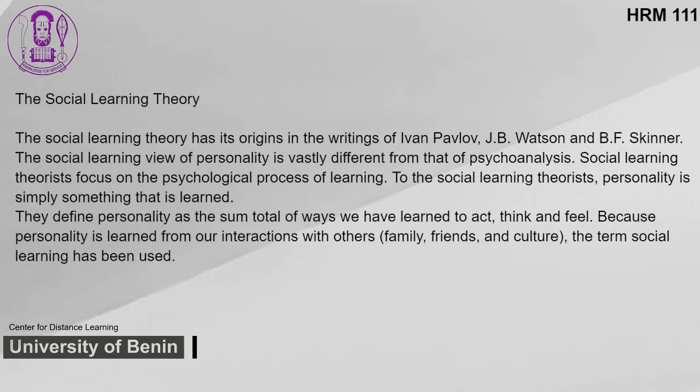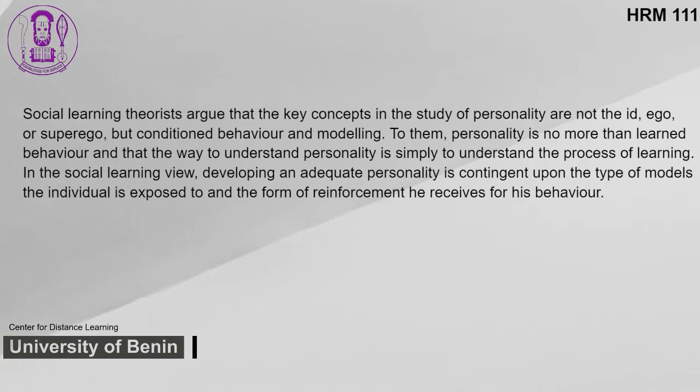Because personality is learned from our interactions with others, family, friends, and culture, the term social learning has been used. Social learning theorists argue that the key concepts in the study of personality are not the id, ego, or superego, but conditioned behavior and modeling. To them, personality is no more than learned behavior, and the way to understand personality is simply to understand the process of learning. In the social learning view, developing an adequate personality is contingent upon the type of models the individual is exposed to and the form of reinforcement he receives for his behavior.